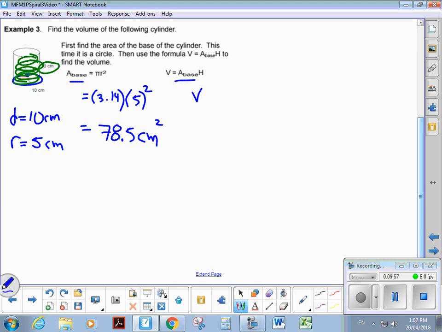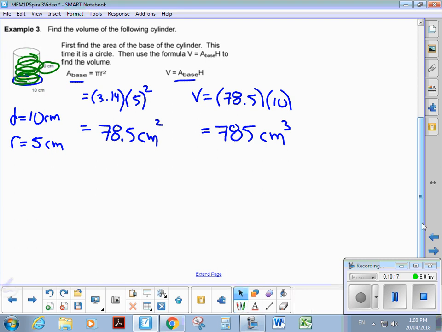So that means that the volume is area of your base, 78.5. And we've stacked, we said 10 of them on there. So our final volume is 785 cubic centimeters. All right. So you can do it in stages.